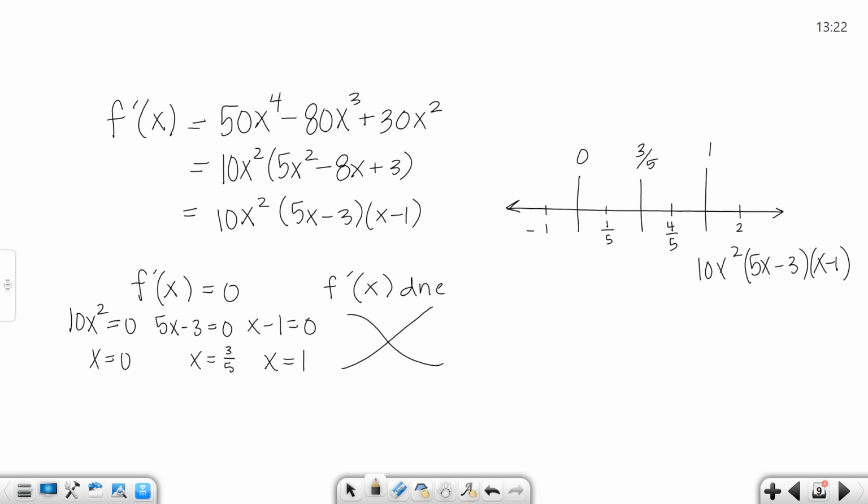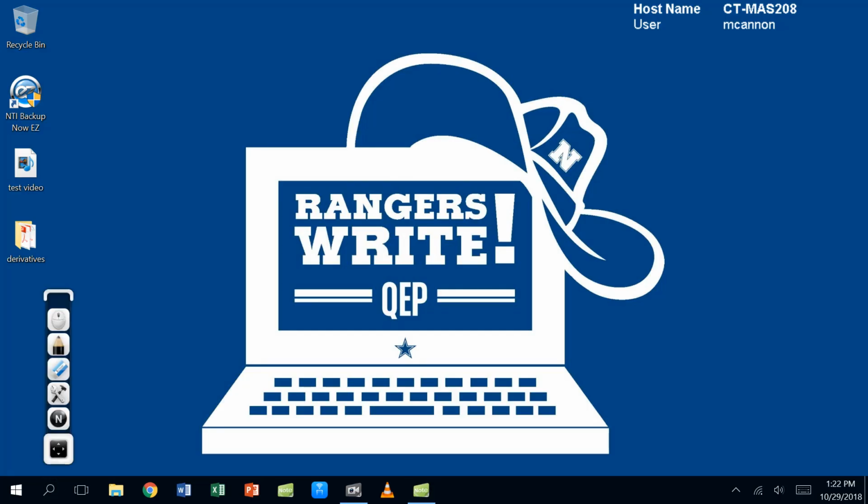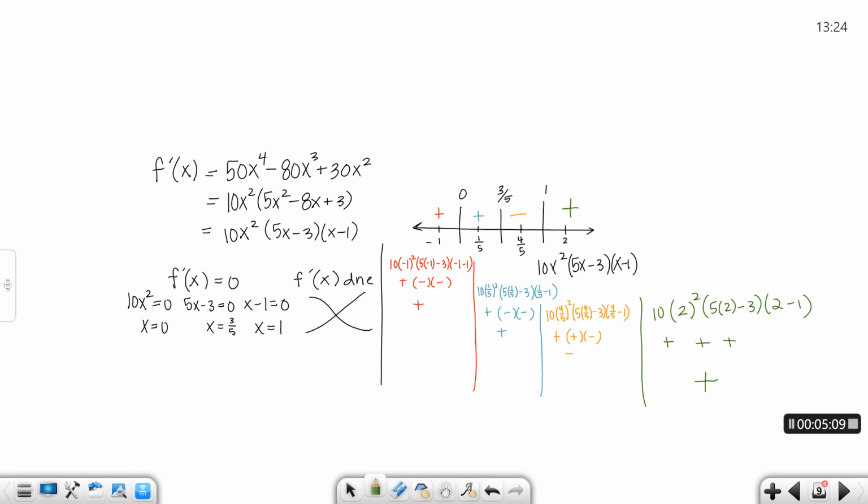Okay, so if I plug -1 in, let me put this on pause so that you don't have to watch all the plug-in part. Okay, so when I plugged in my test points, here's how they looked, and I did them in different colors where you could see them.